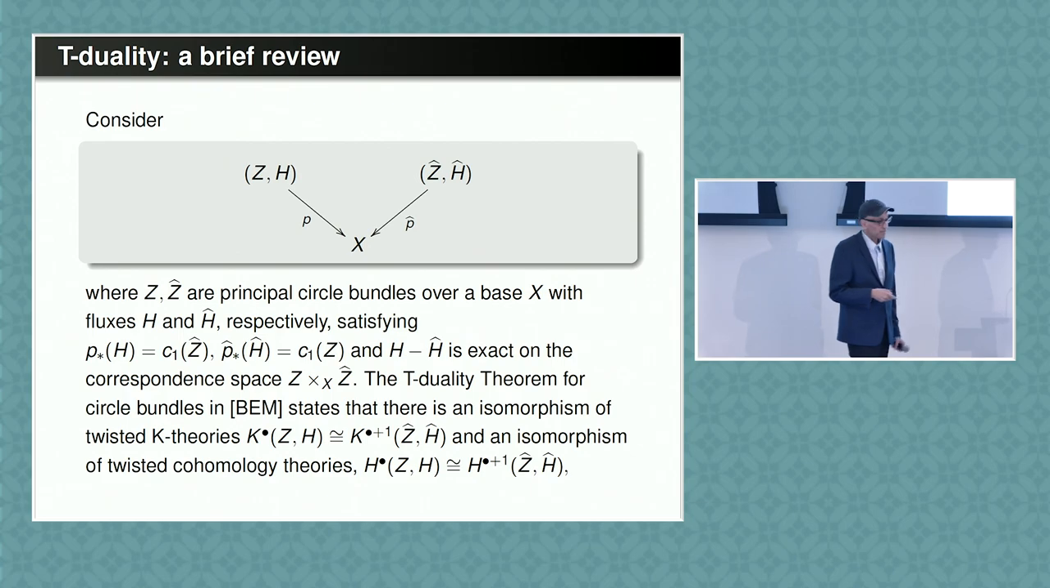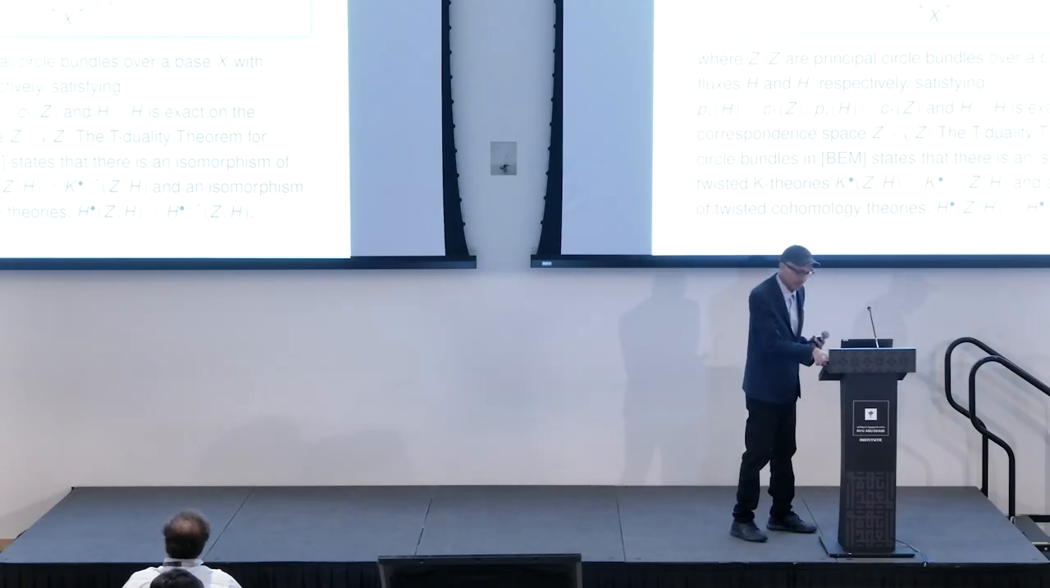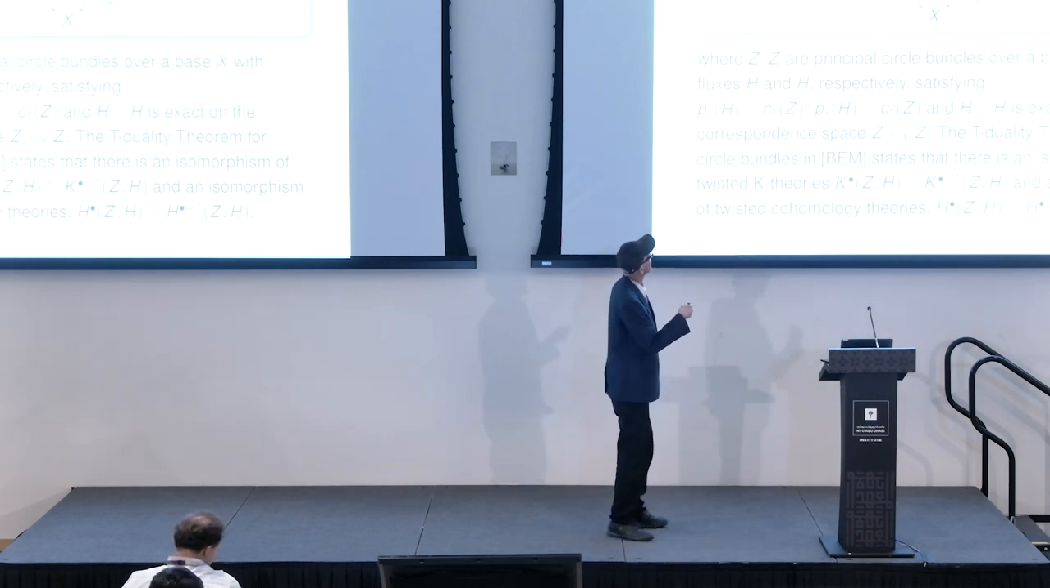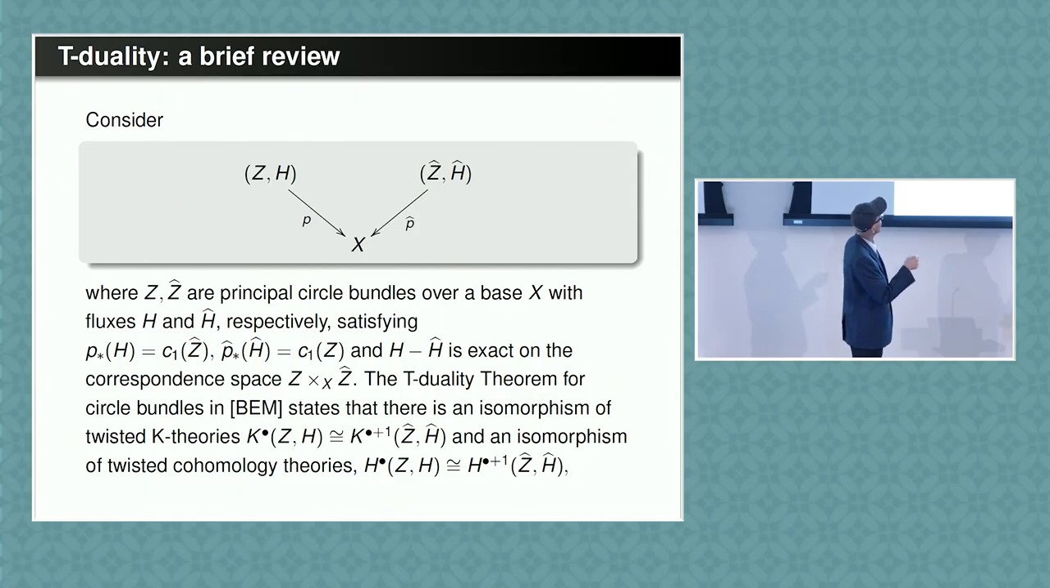So here, the final part of my talk is this thing on T-duality. So consider Z and Z hat, principal circle bundles over a base X, with fluxes H and H hat respectively. So H is on Z and H hat on Z hat. And they satisfy the following: if you push forward or integrate H hat to X, you get the first Chern class of the T-dual, and the same on this side. If you take H and push forward or integrate along the fiber, you get the first Chern class of this side. So it's symmetric.